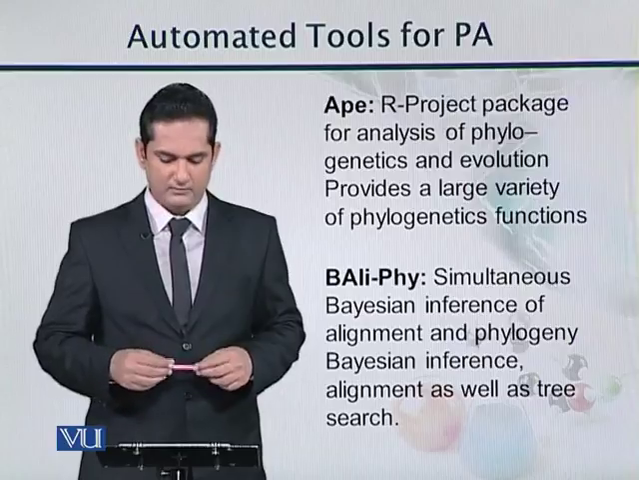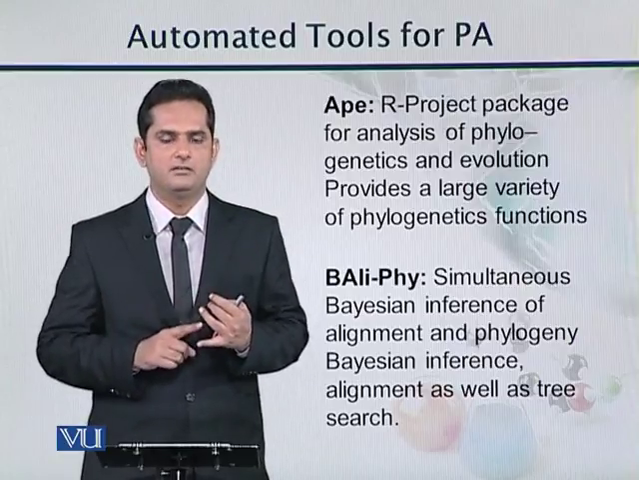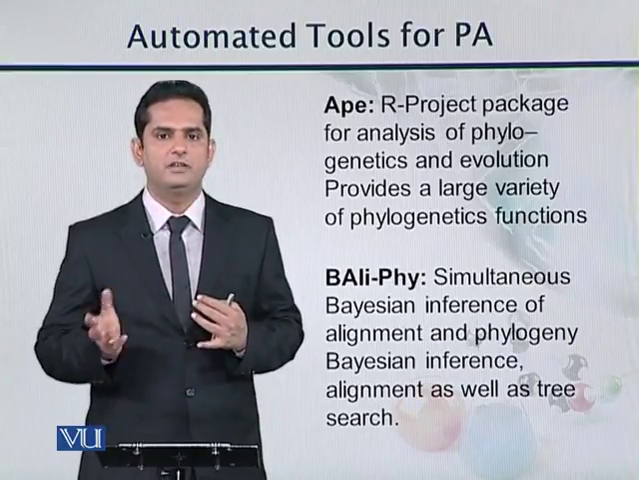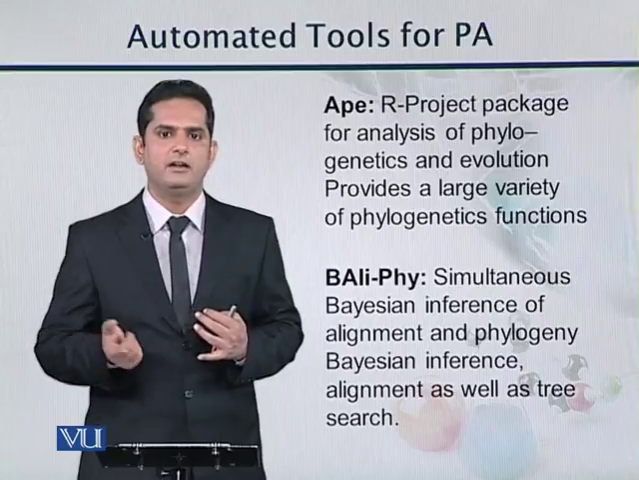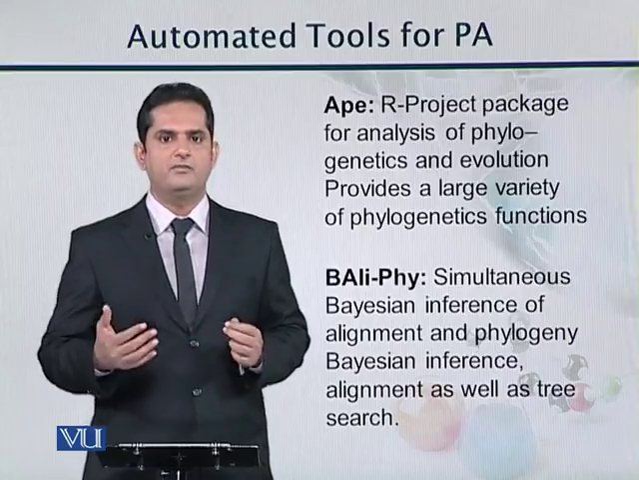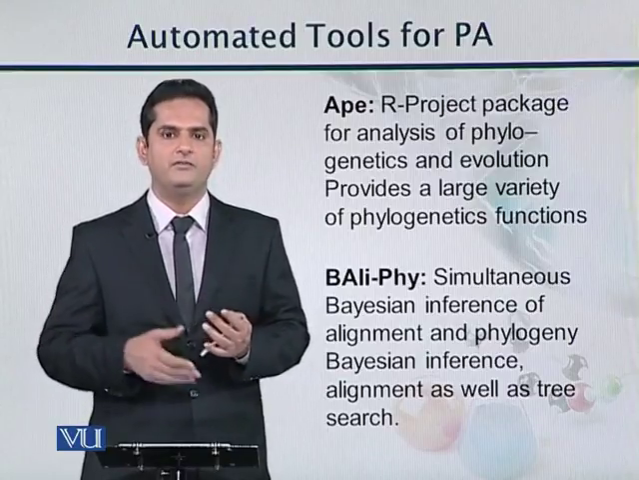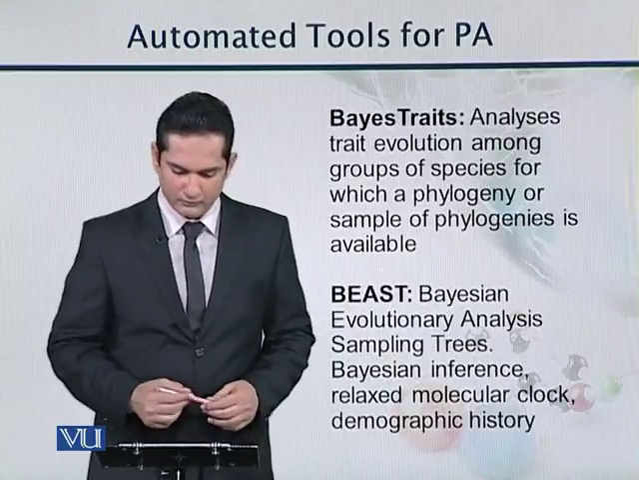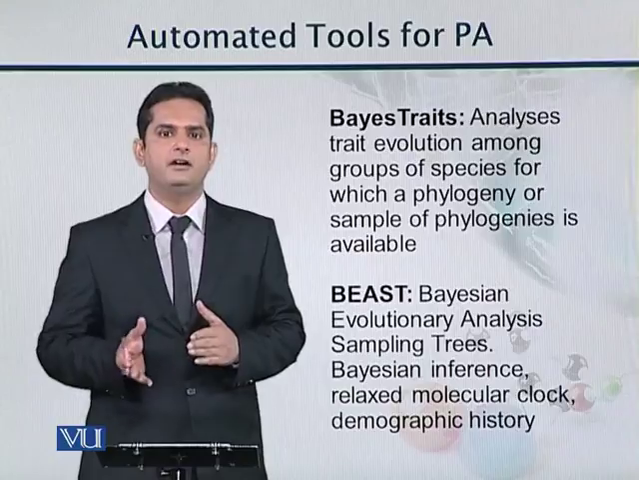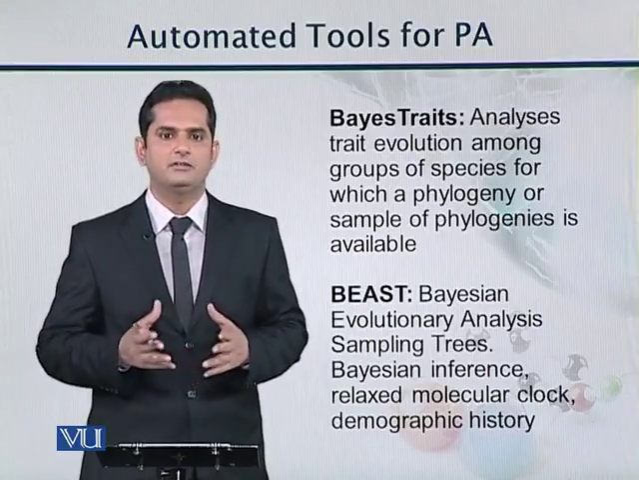Similarly, we have phylogenetics software, which is based on simultaneous Bayesian inference of different sequences using their alignment and phylogenetic information. Again, it converts our input information into trees and then gives us feedback. Moving on, we have BayesTraits, which gives phylogenetic information about different traits of organisms, and again it uses Bayesian inference.